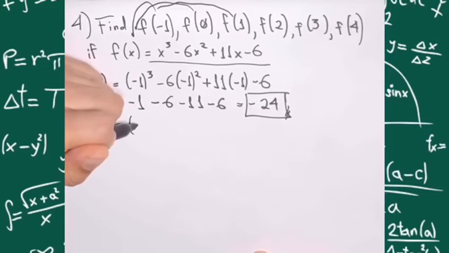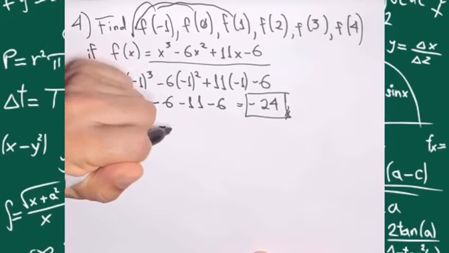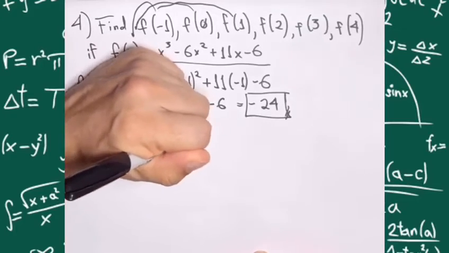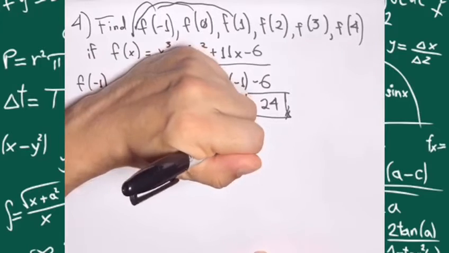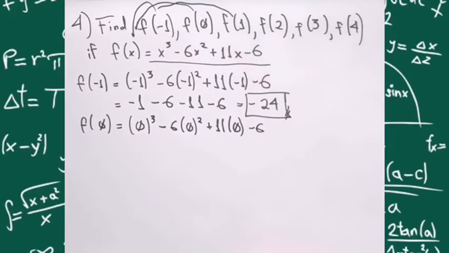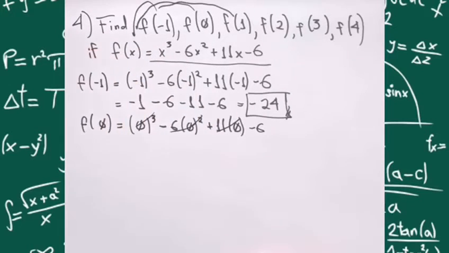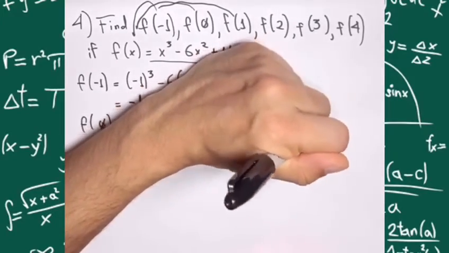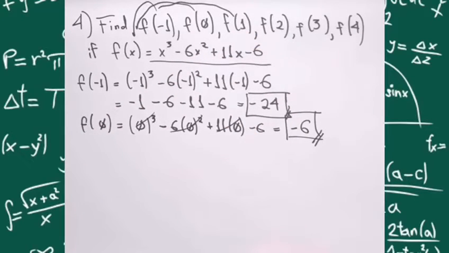F of 0 is going to be the easiest one. Why? Because, well, 0 times anything is 0. So we're going to have 0 cubed, replacing the x with a 0, minus 6 times 0 squared, plus 11 times 0, minus 6. And most of the terms, as you can pretty much find out, are just going to cancel each other, because 0 cubed is 0, 0 squared is 0, times 6 is 0, and 11 times 0 is 0 as well. So the only term left is -6, and that is going to be the answer to our problem.